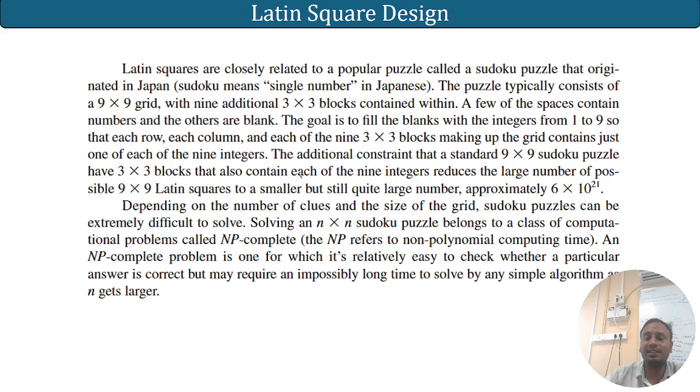If you play the puzzle game, it will always be a square matrix only. That's a perfect example of Latin square design. Latin squares are closely related to which one? The popular puzzle called Sudoku, which originated in Japan. Sudoku means single number in Japanese. The puzzle typically consists of a 9 by 9 grid.